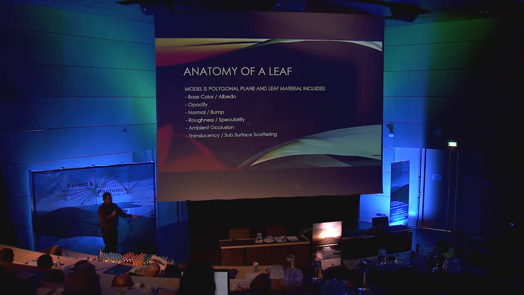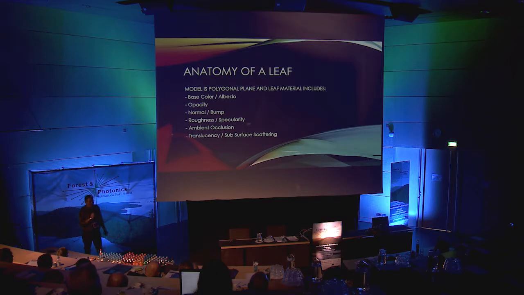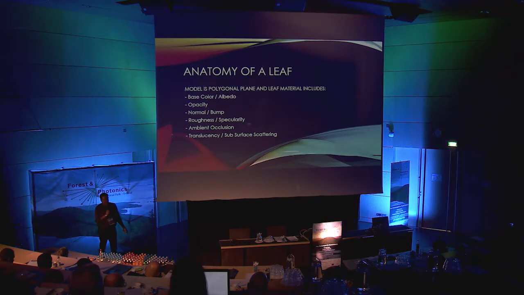Let's go to a leaf. With a forest put into a game engine, the trunks and branches are not interesting. They are just polygonal objects, but leaves are interesting. Leaves are going to break it or make it. So one leaf is basically a polygonal plane, and it has different materials, different textures. It has base color, opacity, normal, roughness, ambient occlusion, and translucency. There are some other terms which are equal to the first terms.